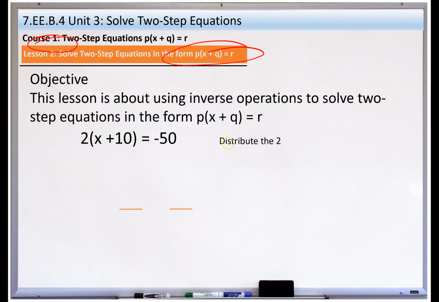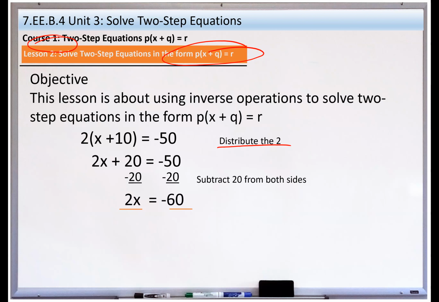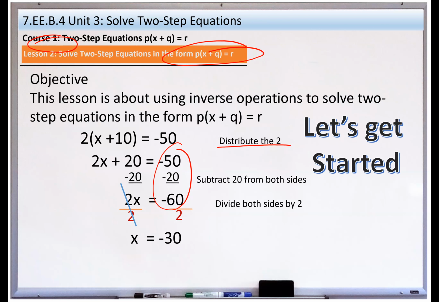Here we're going to reintroduce the distributive property. So we're going to distribute the 2. We get 2x plus 20 is negative 50. Looks like a regular two-step. We're going to subtract 20 from both sides. We know our integer operations now, so we have 2x is equal to negative 60. We divide both sides by 2. X equals negative 30.